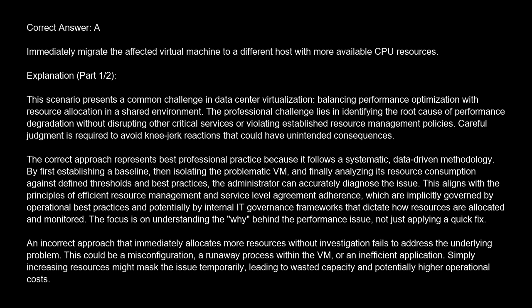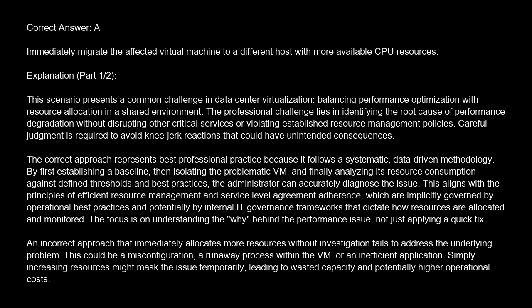The correct approach represents best professional practice because it follows a systematic, data-driven methodology. By first establishing a baseline, then isolating the problematic VM, and finally analyzing its resource consumption against defined thresholds and best practices, the administrator can accurately diagnose the issue. This aligns with the principles of efficient resource management and service-level agreement adherence, which are implicitly governed by operational best practices and potentially by internal IT governance frameworks that dictate how resources are allocated and monitored. The focus is on understanding the why behind the performance issue, not just applying a quick fix.